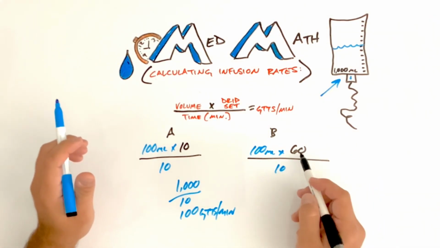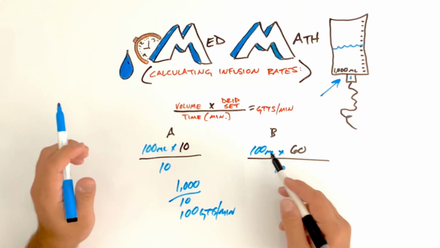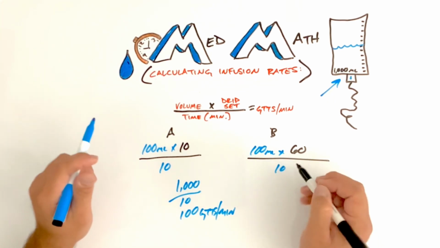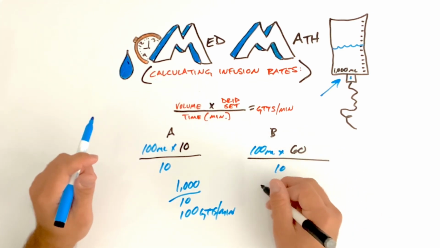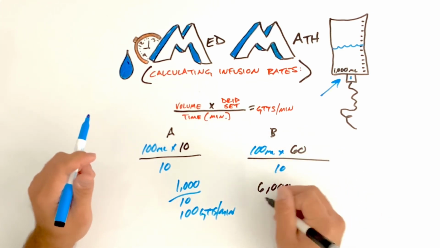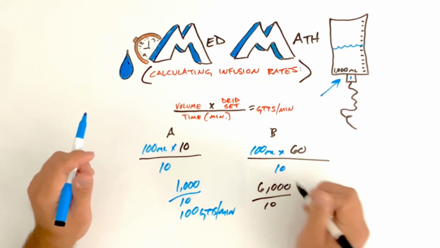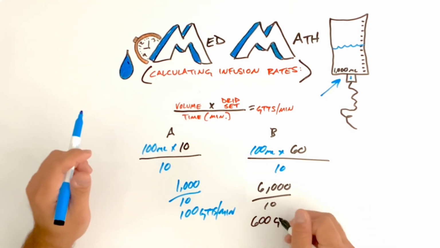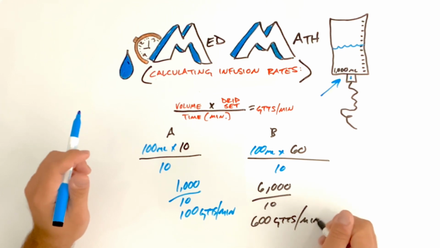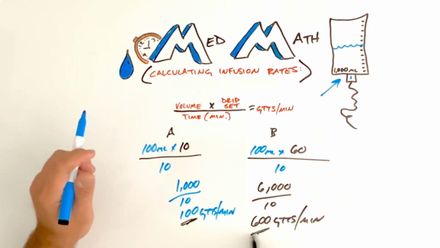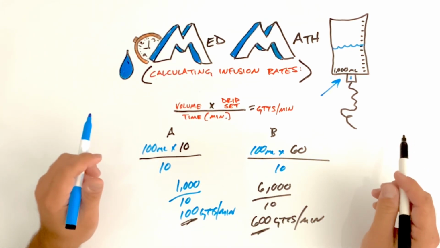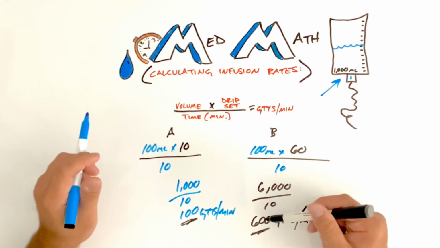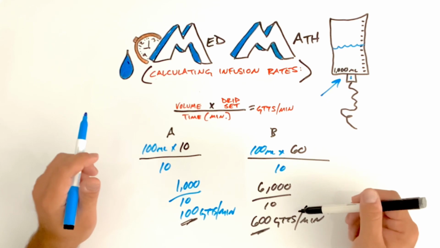But let's say we were trying to use a 60 drop set to get our 100 ml bag in. Same thing, 100 mLs times our 60 drop set is going to give us 6,000. We're going to divide that by 10, that's our minutes. And that's going to call for 600 drops per minute. A lot different. So always pay attention to what drop set you should be using. It is going to be very difficult to try to achieve and count 600 drops a minute.